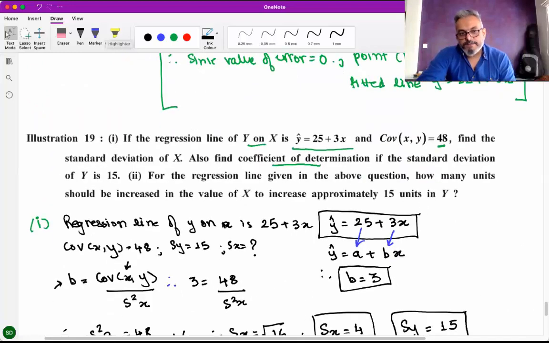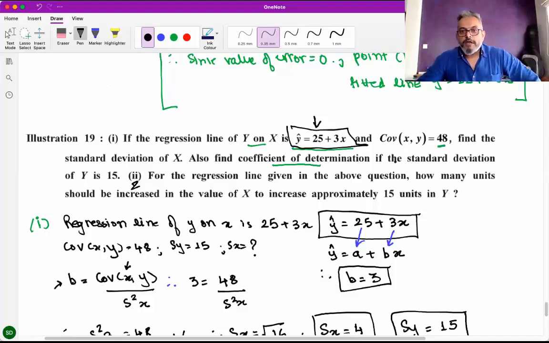Now we go to the second part of the question. Second also important. Now find the regression line given in the above question. So this one, how many units should be increased in the value of x to increase approximately 15 units of y. So over here now we need to understand first this regression equation. So let's come over here.